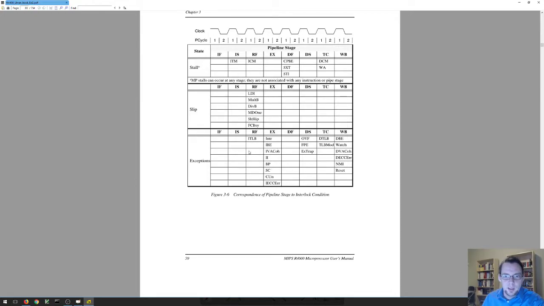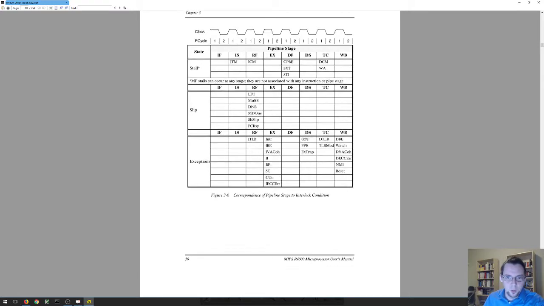But notice, there's all kinds of exceptions here, which just trap into software, that are generated at all stages of this pipeline. Just to give some examples: OVF here is integer overflow. That's the one I talked about. INTR here is actually the interrupt line on the processor. The processor has an interrupt line that you can use when a device needs to flag it to wake up.